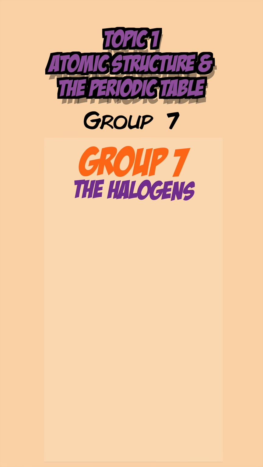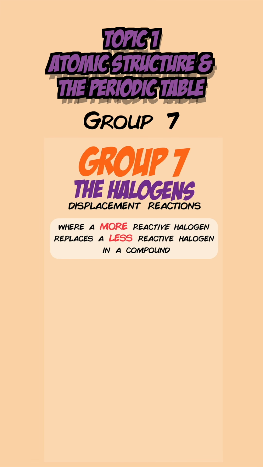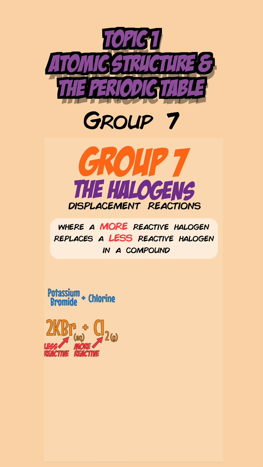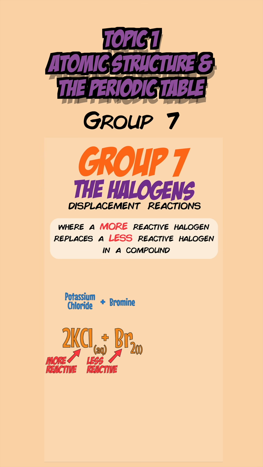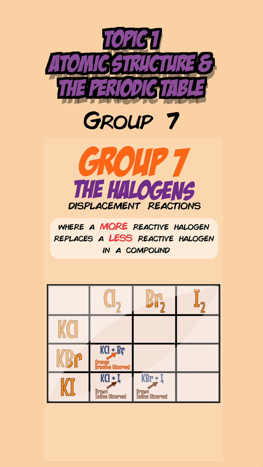Another type of reaction that halogens undergo are displacement reactions. These are reactions where a more reactive halogen replaces a less reactive halogen in a compound. So for example, if chlorine reacts with potassium bromide, as chlorine is more reactive than bromine, it will replace it to form potassium chloride and bromine. If the halogen is less reactive than the one in the compound, it will not replace it, so the displacement reaction will not occur. Here's a summary of all the possible displacement reactions and the observation you'd see in them.